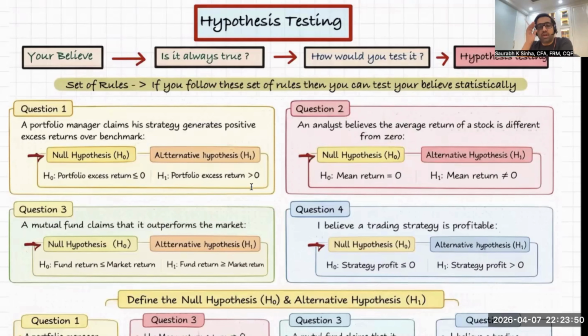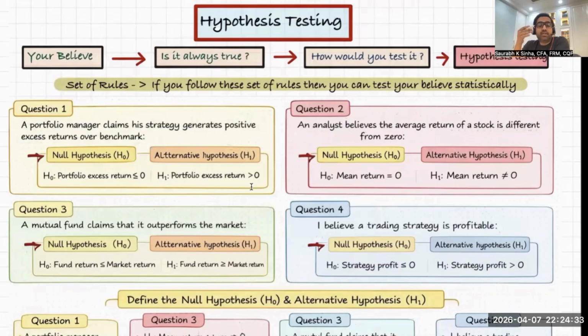And what is the rule book, the thumb rule that you have to follow while you define alternate hypothesis and null hypothesis? So question number one, let's read the question. A portfolio manager claims his strategy generates positive excess return over benchmark. This is the question. We have to first define what are null and alternate hypothesis. So what is happening here? The portfolio manager is making a claim. He's saying that my strategy generates positive excess return. This is his new belief. This is his new claim.